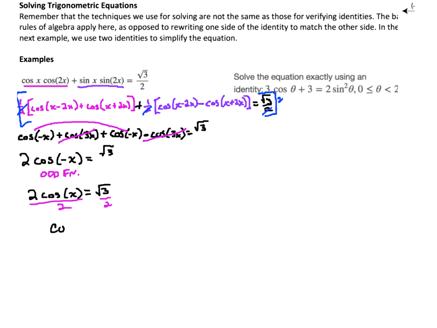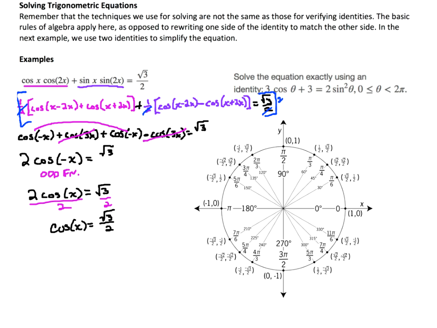And get, when is the cosine of x going to equal square root 3 over 2? Now I'm ready to go to my unit circle here because that is one of my values. And so I'm looking for when is my x coordinate equal to square root 3 over 2, and that happens at pi over 6, and it also happens at 11 pi over 6.